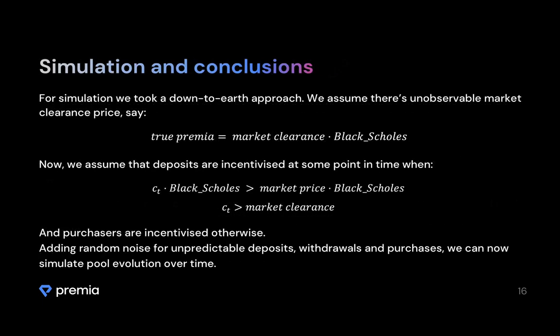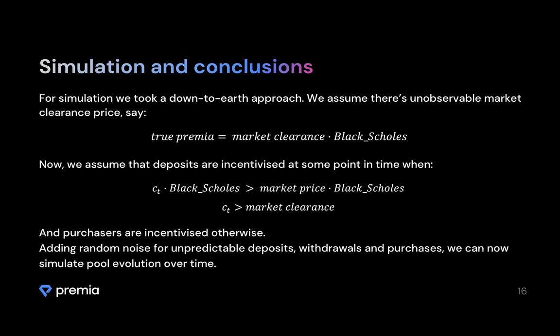But now let's take another approach, from the bottom to the top. As Carly said, we assume there is an unobservable market clearance price. It's just some unobservable coefficient times the Black-Scholes. And now we assume that deposits are incentivized at some point in time when the price of the option in the pool is larger than the market price times Black-Scholes. Put another way, the C-value is higher than the market clearance unobservable variable. And of course, purchasers are incentivized otherwise.